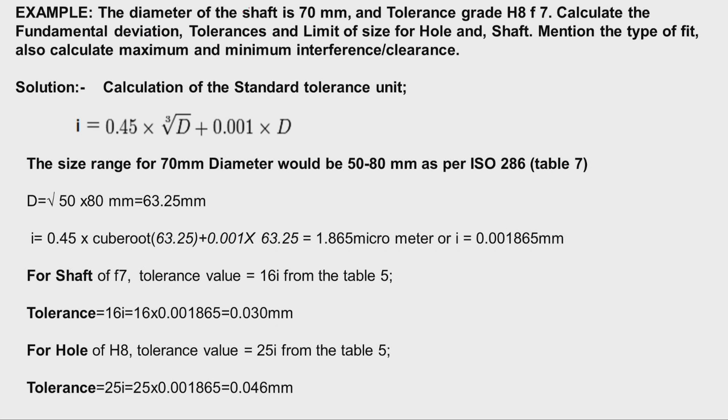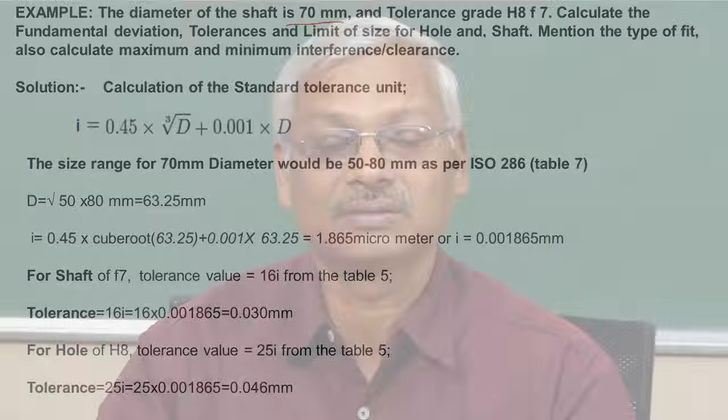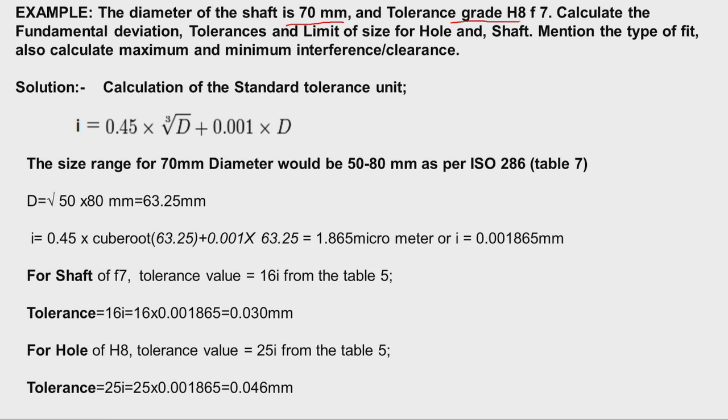Now the problem is the diameter of the shaft is 70 millimeter, that is the basic size or the design size of the shaft is 70 millimeter, and then tolerance grade is H8 for hole and F7 for shaft. So H hole with IT8 grade is used, and for shaft, F shaft is used with IT7. So the tolerance grades and type of hole are already mentioned in the example.